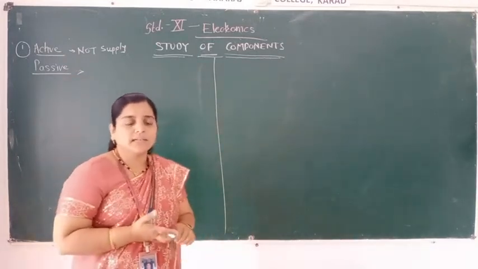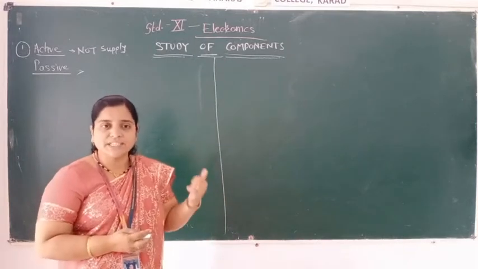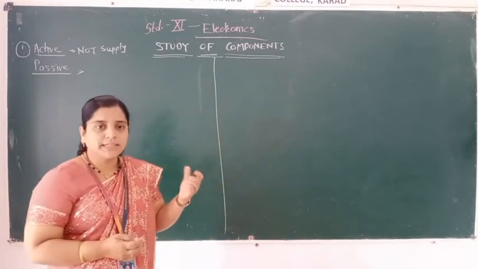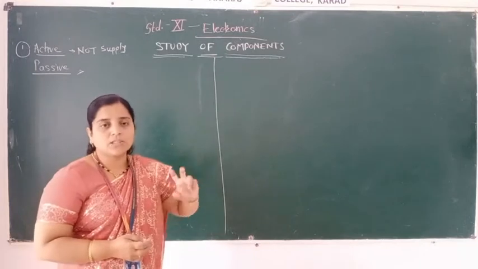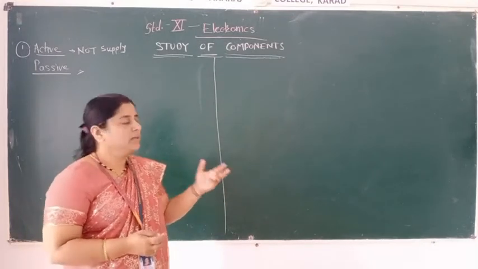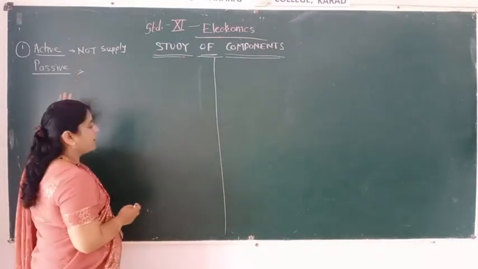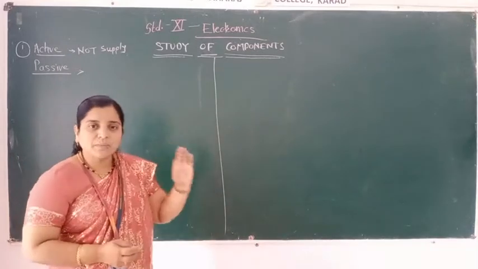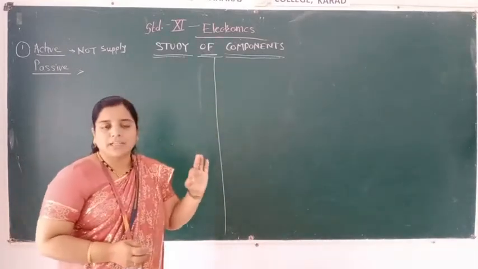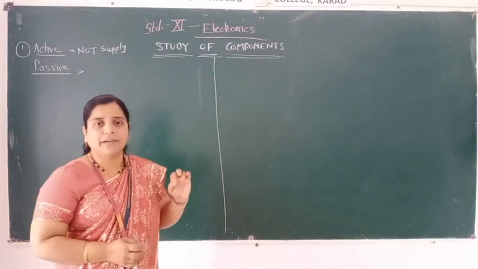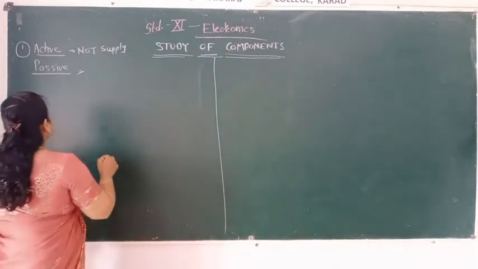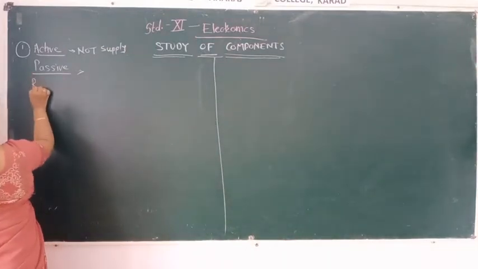Active components are also called self-generating components because they generate by themselves. They do not require external power. Very first point of this chapter is the active and passive components that we have taken. Next we have taken is the resistor.